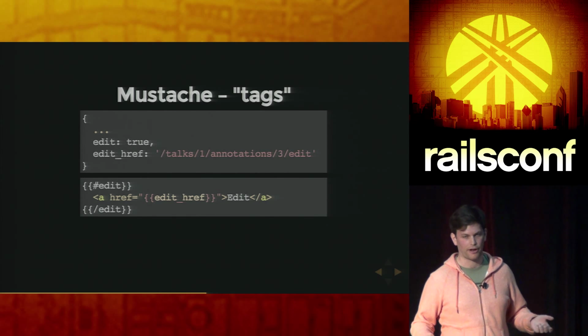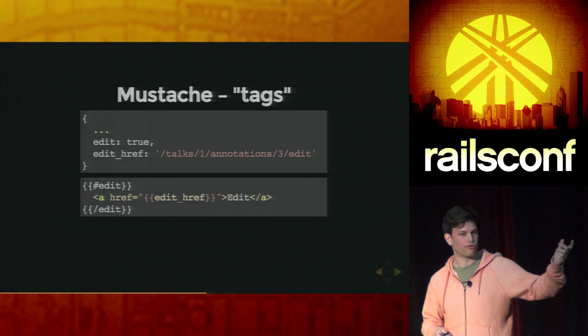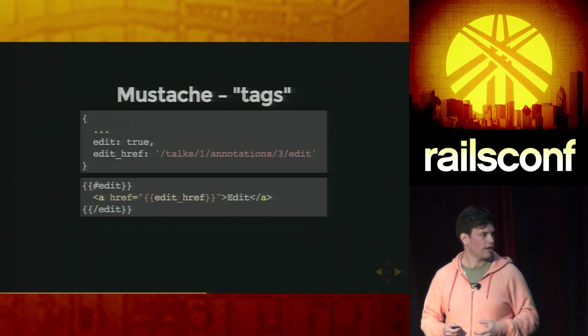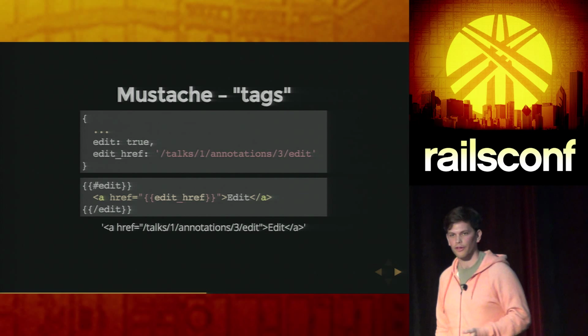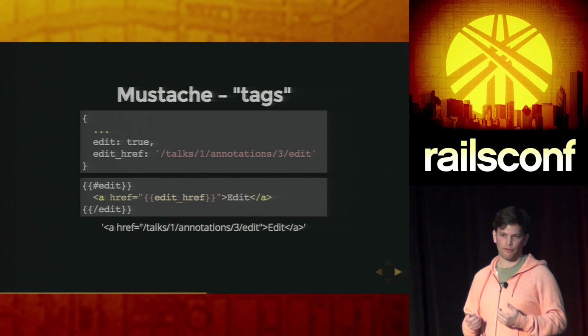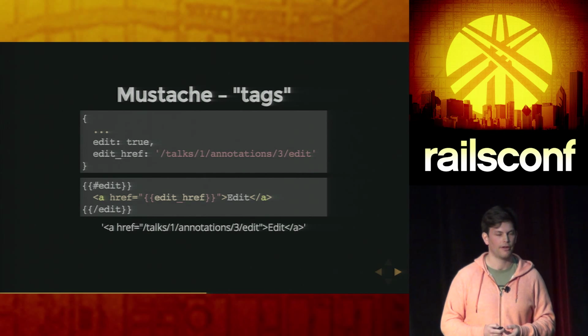This is our logic by another name. And then we're actually grabbing the edit href from the JSON hash as well. And so this will result in just printing the edit link. Now, if edit were false, it wouldn't print that. And so you might be asking, well, what if I wanted to do something else? Like, I'm used to writing these if-else statements.